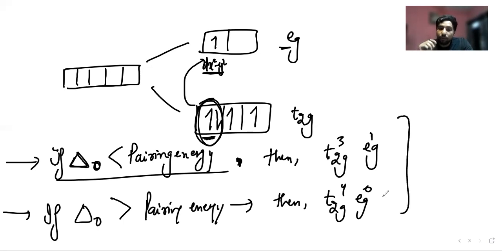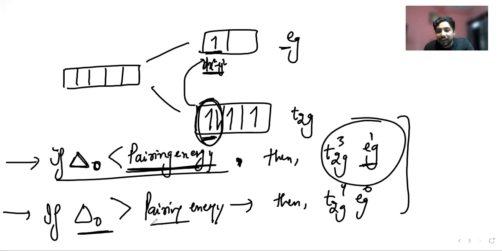So this is exactly the case. If delta O is lesser, the electron will go into the Eg, dx square minus y square, and if delta O is higher, then pairing will start. This is actually opposite, so don't get confused. If the pairing energy is high, then pairing is not going to happen, and the electron will go into the Eg orbital. If the pairing energy is less, then pairing will happen. Keep this in mind.